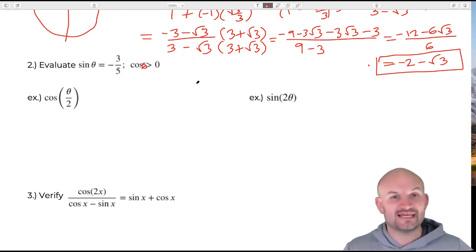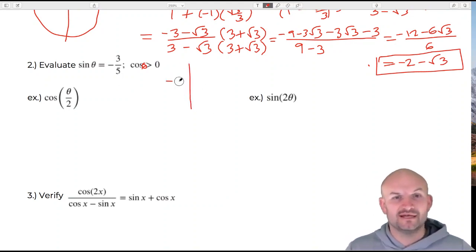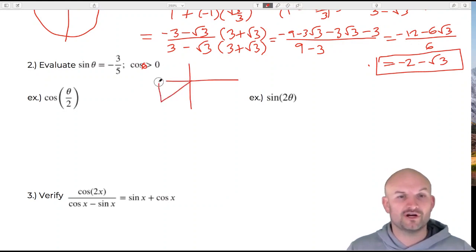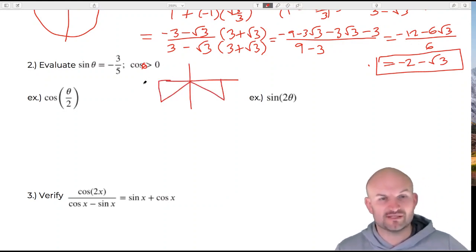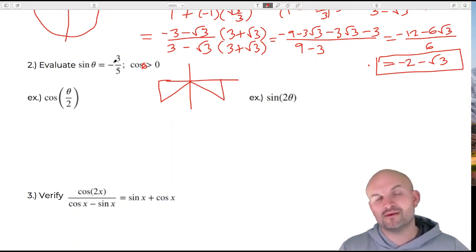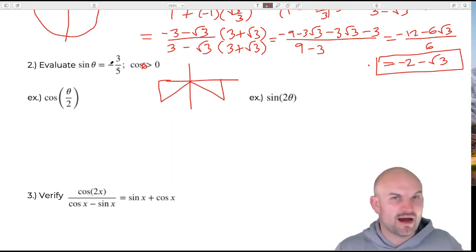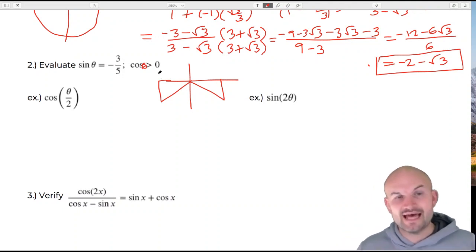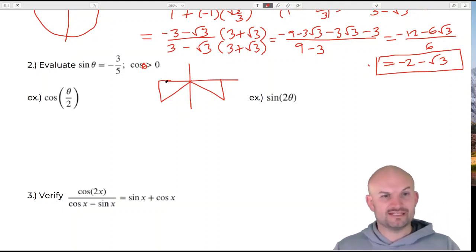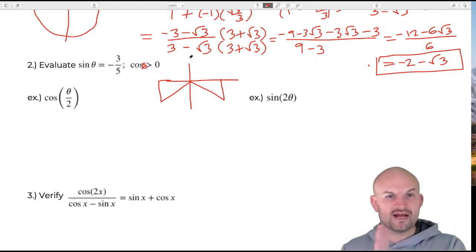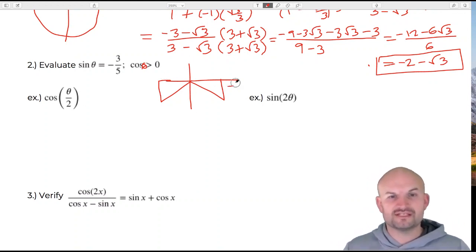So what that tells me is that the triangle has to be either in the third or the fourth quadrant, right? Because if sine is negative, that means the y-coordinate is negative. So remember it's opposite over hypotenuse. So we know that the hypotenuse is going to be 5. The y-coordinate is going to be a negative 3. Then it says the cosine of theta is greater than 0. So that means obviously that has to be to the right of the y-axis. So therefore you can see my triangle is going to be in the fourth quadrant.